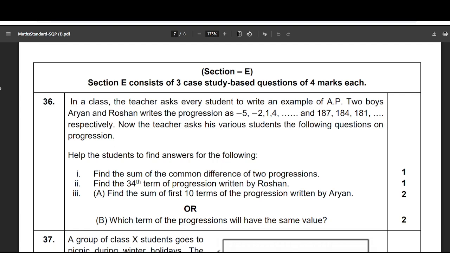So the question is, in a class, the teacher asks every student to write an example of AP. Two boys, Aryan and Roshan, write the progression as -5, -2, 1, 4, and so on, and 187, 184, 181, and so on, respectively. Now the teacher asks his various students the following question on the progression. Help the students to find the answer of the following.